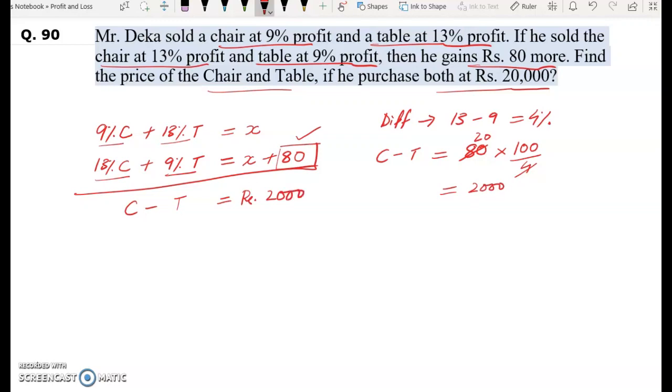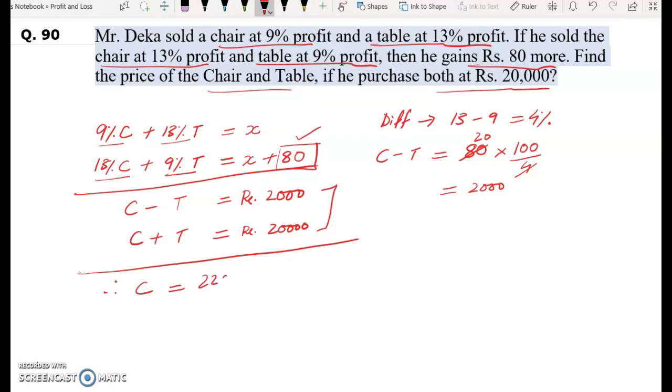And in this question, C plus T is how much? If we purchase both at rupees 20,000. So cost price of chair and table is rupees 20,000. Now we can easily find the value of C and T. Therefore C will be how much? C will be, we will plus this and divide by 2. If we sum this, 22,000 divided by 2 is equal to 11,000.